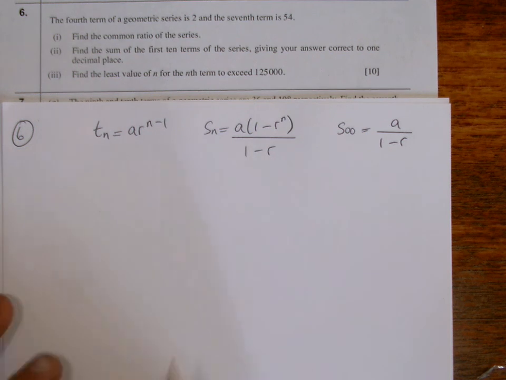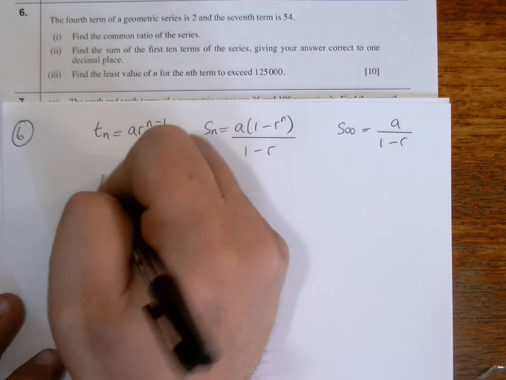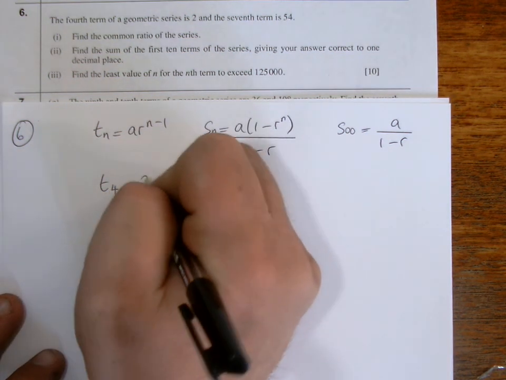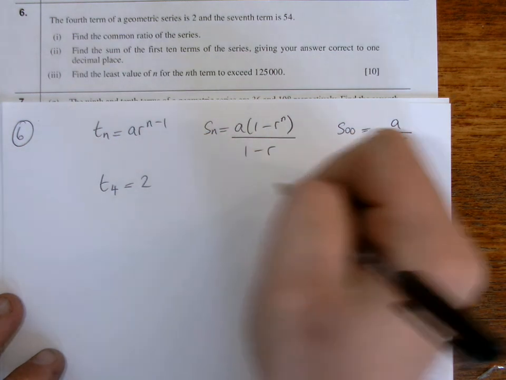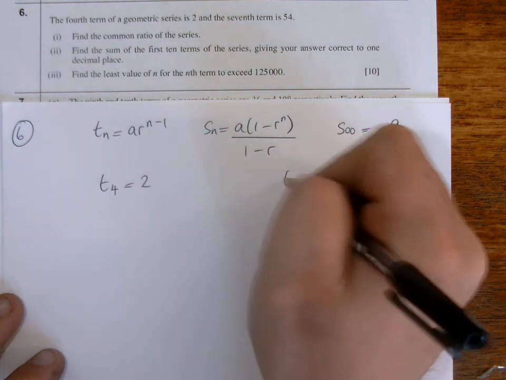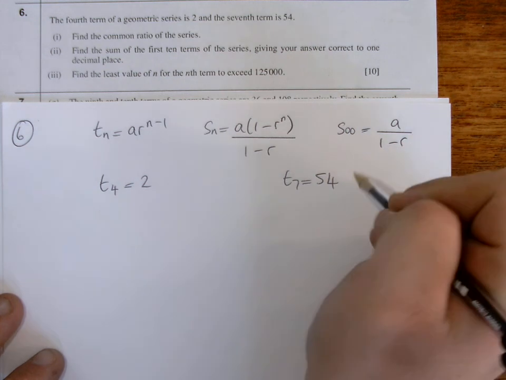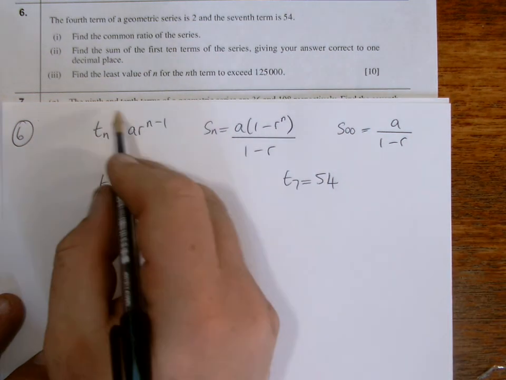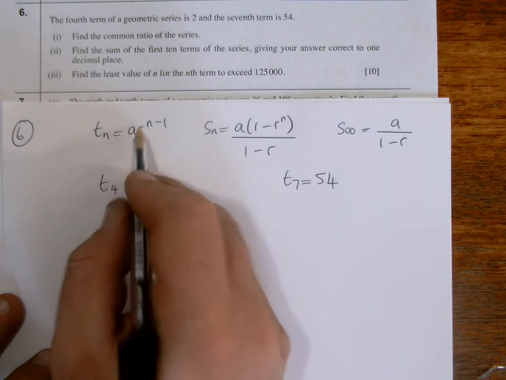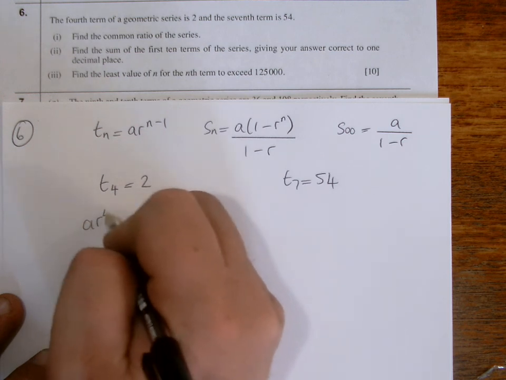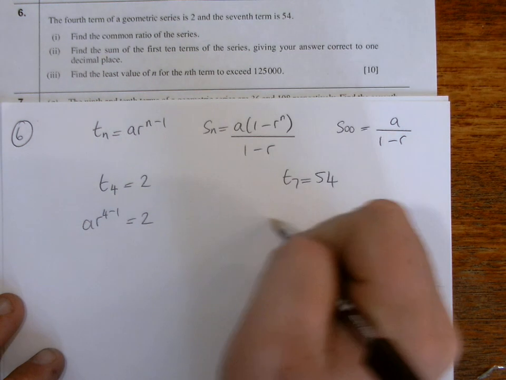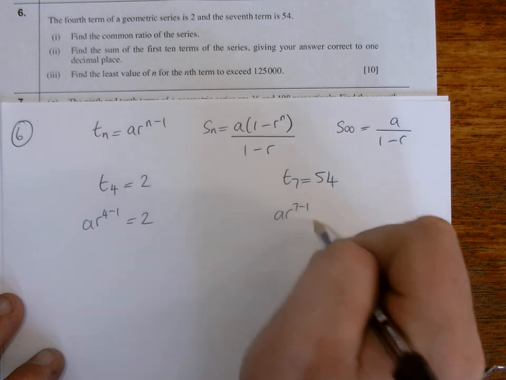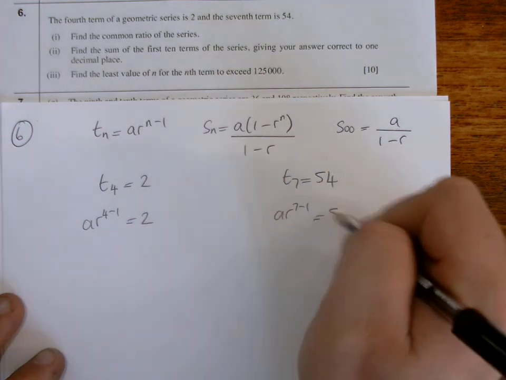Okay, question 6. The fourth term of a geometric series is 2, and the seventh term is 54. So you just substitute n in here. So ar to the 4 minus 1 equals 2. Ar to the 7 minus 1, then we put 7 in there, is 54.